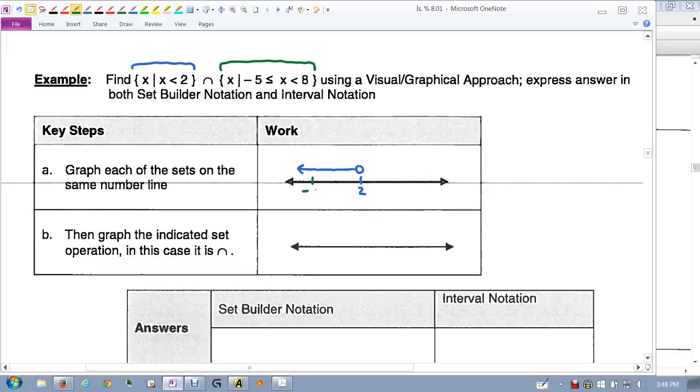Negative 5 is to the left of 2, isn't it? And 8's to the right of 2. Don't worry about whether or not you've measured out equally. That's not important. I want everything between those. Do I want negative 5? Yes, so solid. And then do I want 8? No.